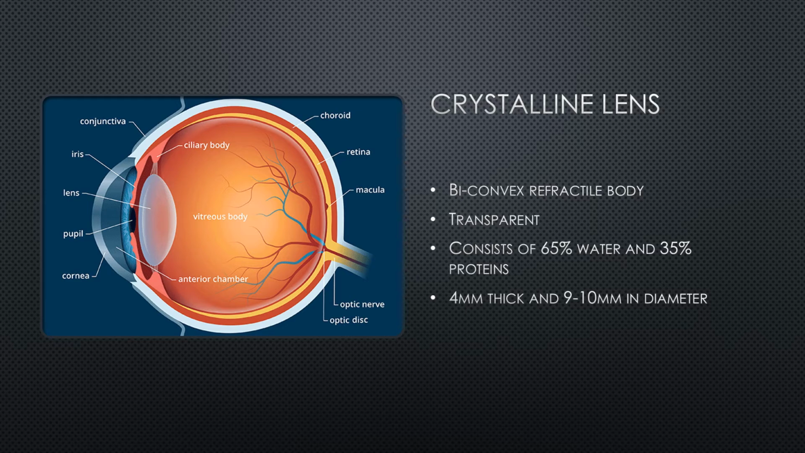Crystalline lens is a biconvex refractile body enclosed within a capsule. It is transparent and consists of 65% water and 35% proteins with some trace minerals. It is 4 millimeters thick and 9 to 10 millimeters in diameter and is attached to the ciliary body by the zonules of Zinn. The ciliary muscles' contraction and relaxation causes changes in the lens shape. This process, called accommodation, enables the lens to decrease or increase its focusing power.